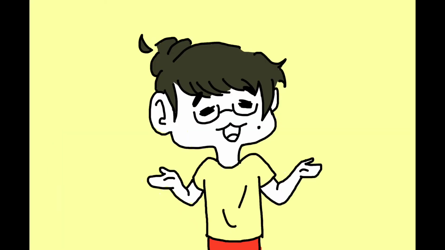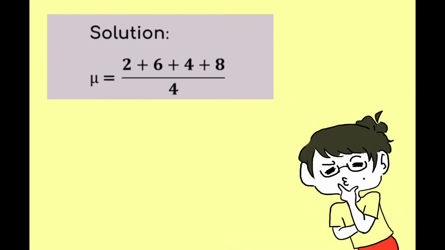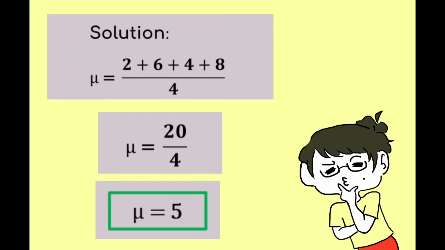Now we're going to fill up the formula with its values. This is going to be 2 plus 6 plus 4 plus 8 over 4. We add the numbers on the dividend and that gives us 20. After that, we divide 20 to 4 and that gives us 5. So now the population mean is 5.